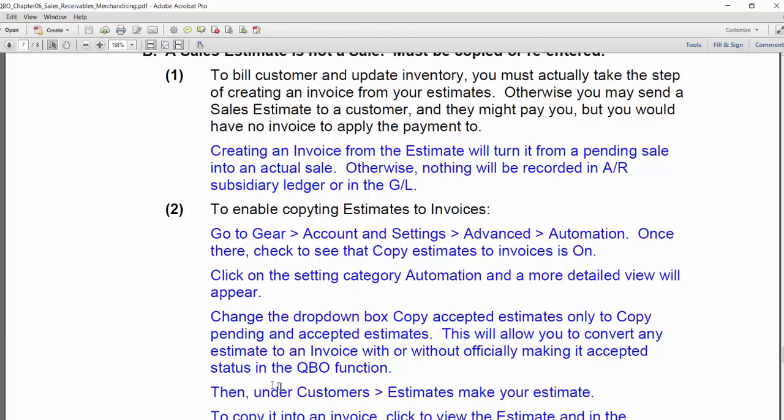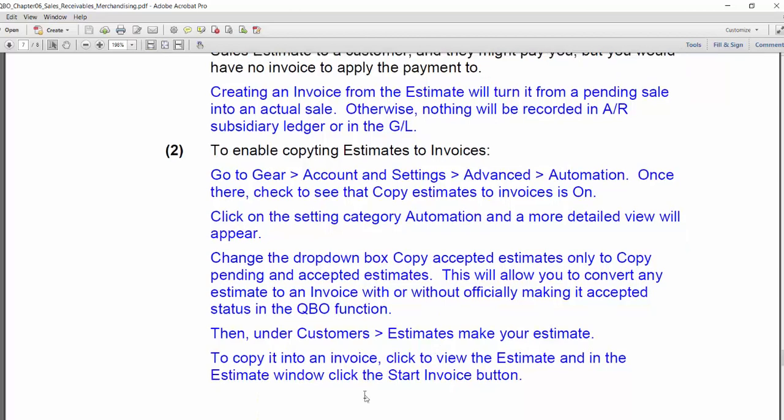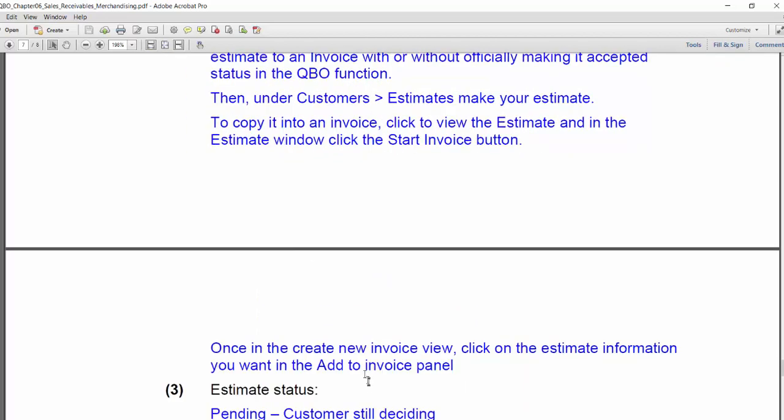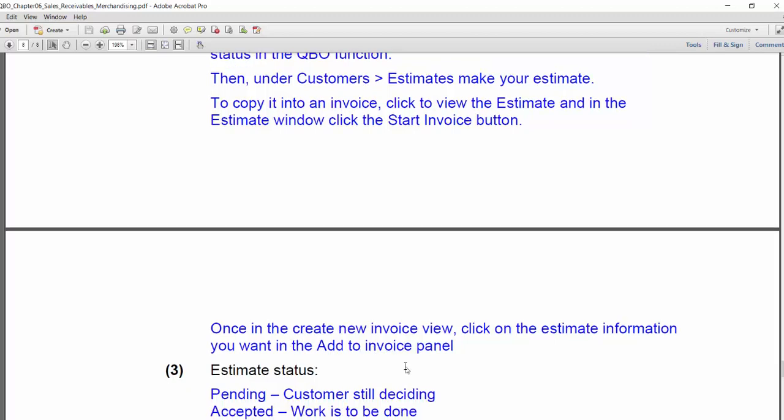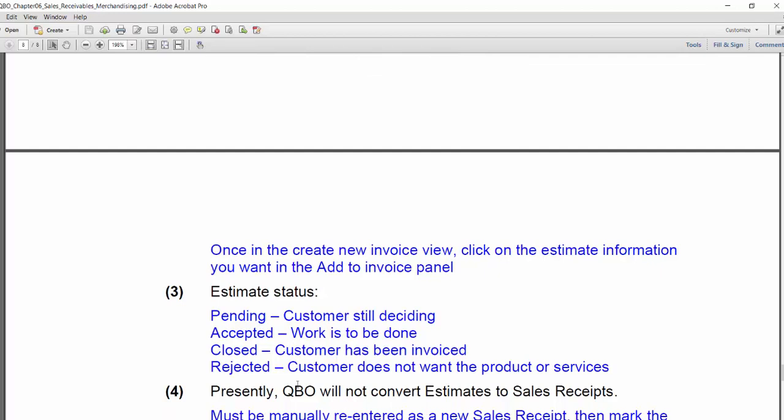And then under Customers, Estimates, you can make your estimate and copy it to an invoice. You just click the estimate in the estimate window and click the Start Invoice button. And once you've done that, in the new invoice view, you can click on the estimate and add it to the invoice in the invoice panel. So estimate statuses are: Pending, the customer is still deciding whether they want to accept your estimate or not. Accepted, you still have to do the work. Closed, the customer has been invoiced. And Rejected, the customer doesn't want it.